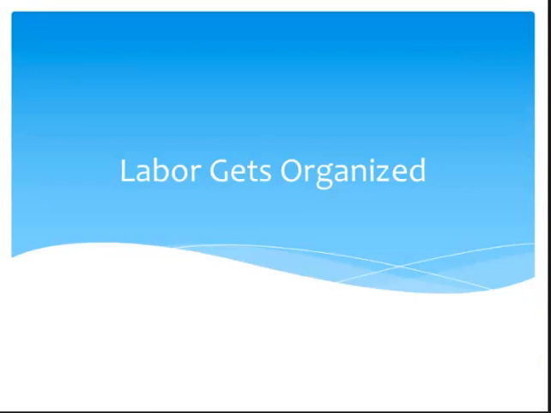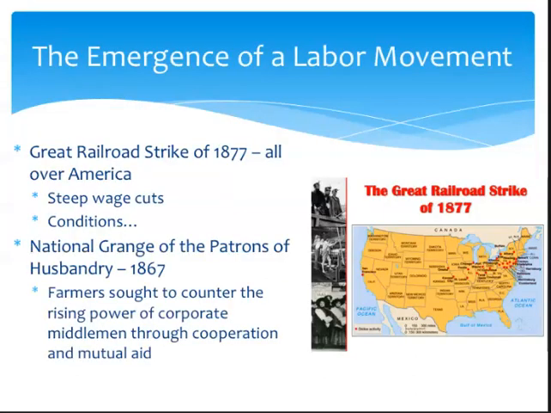Now, these organizations, these labor unions, are going to be starting during this time period. As workers are working, they recognize that there's problems with their conditions, and so they're going to want to get better conditions, and they do that by creating unions. Now, the Great Railroad Strike of 1877 was all over America. There were steep wage cuts. The conditions of working were not good, and so they said, we need more pay. We need better working conditions.